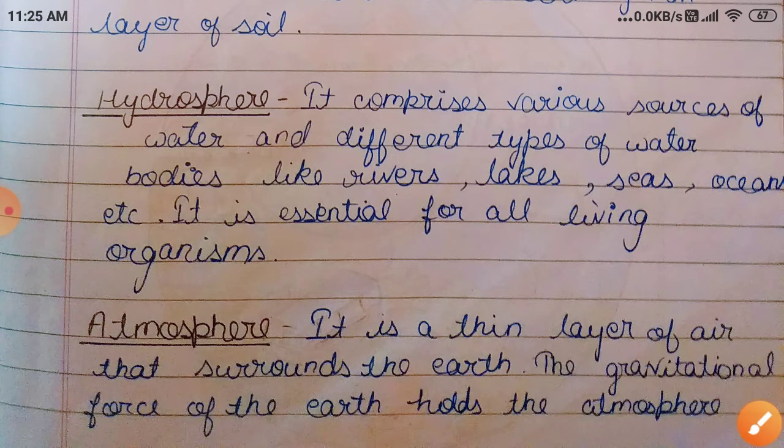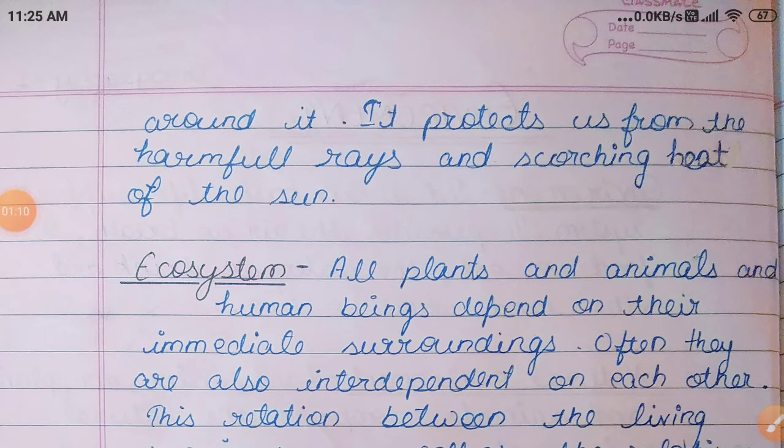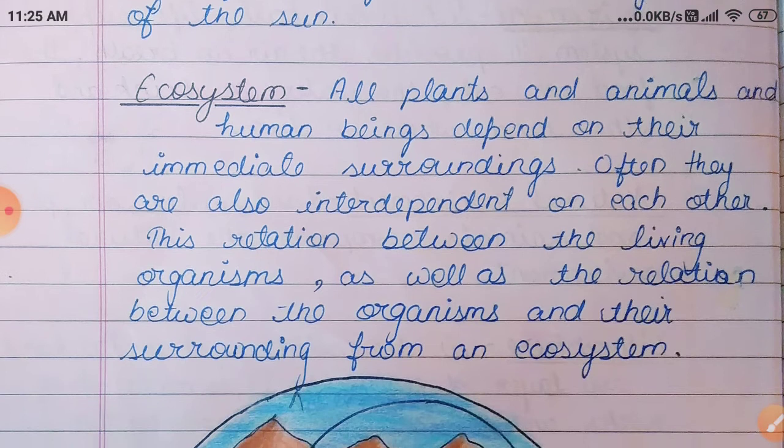Atmosphere. It is a thin layer of air that surrounds the earth. The gravitational force of the earth holds the atmosphere around it. It protects us from the harmful rays and the scorching heat of the sun.